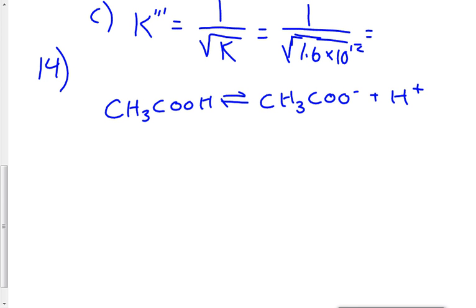Now, I'm just writing this out. You've got to ask yourself when you need an ICE box and when you don't. In this case, sometimes it's about organizing it all. They've given me everything at equilibrium except for one thing, and they've given me the K. So in all honesty, I don't need to figure out what's changed, because I don't know the initial. So honestly, I don't need an ICE box.